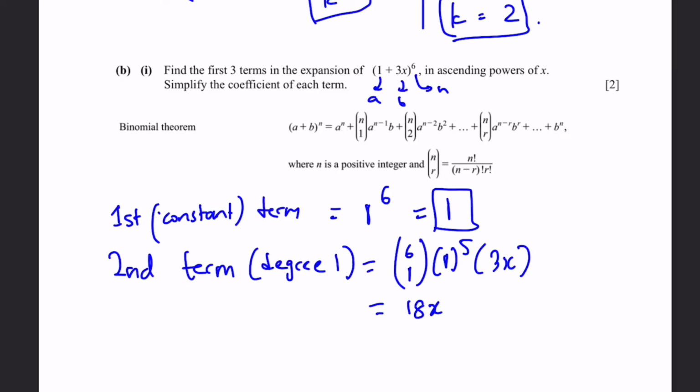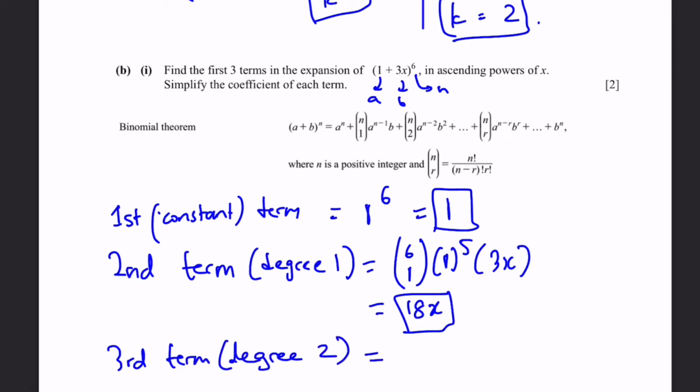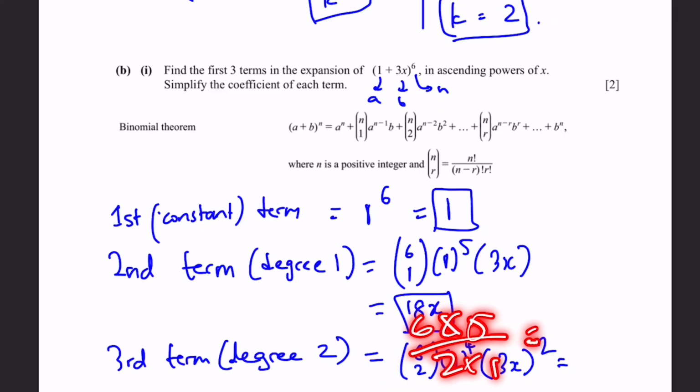Now the third term is going to be degree 2. That's going to be equal to 6 choose 2 times 1 to the power of 4. That's n minus 2, or 6 minus 2, that's 4. And multiplied by 3x the whole squared. And that's going to be equal to 6 choose 2, which is 6 factorial divided by 4 factorial times 2 factorial. That's 6 times 5 by 2 times 1. That's simply 15.